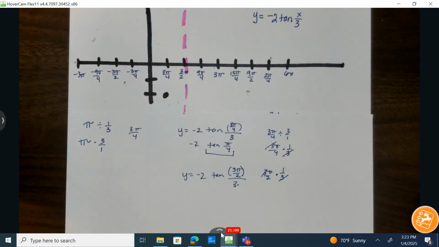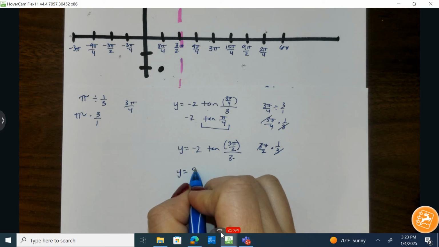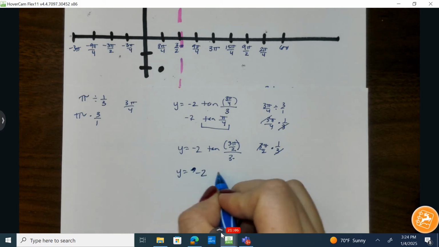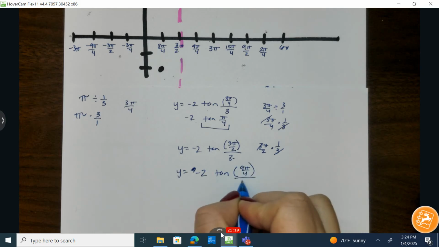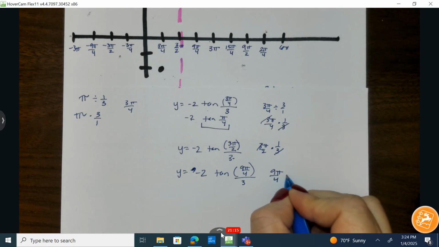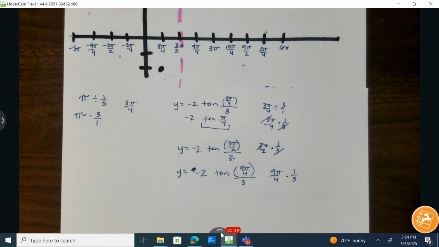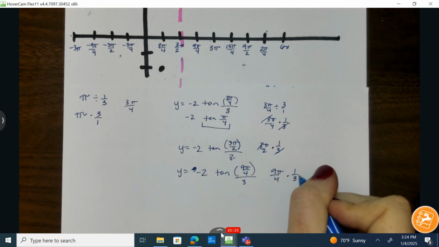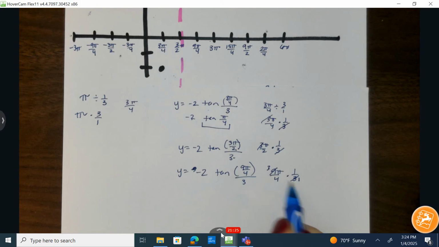Let's do 9 pi over 4. So y equals -2 times the tangent of 9 pi over 4, and then divided by 3. So 9 pi over 4, and then we're going to multiply it by the reciprocal, because dividing by 3 is multiplying by the reciprocal of 1/3. And the 9 and the 3 reduce to a 3 and a 1. So when I multiply, I get 3 pi over 4.